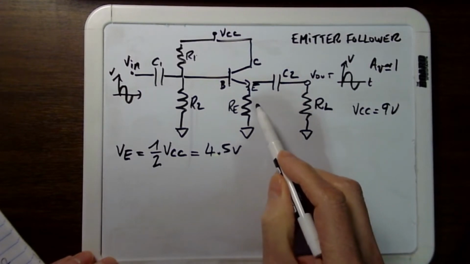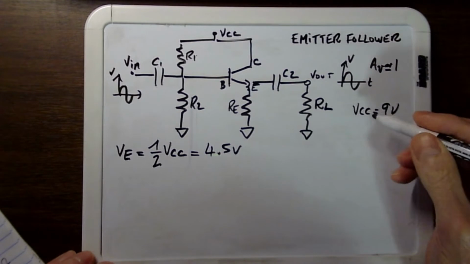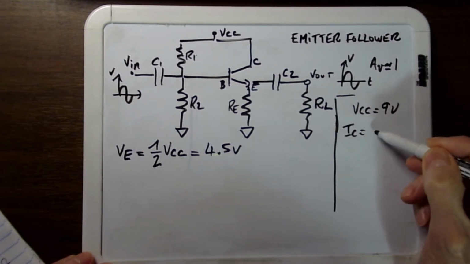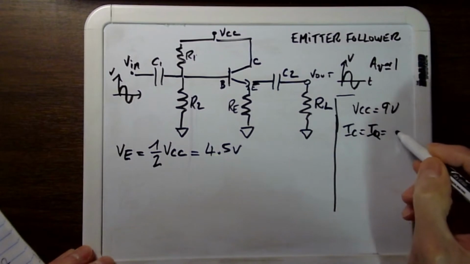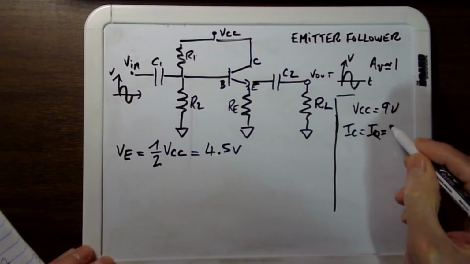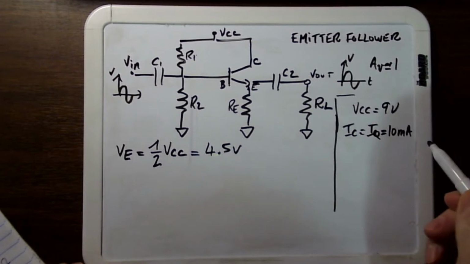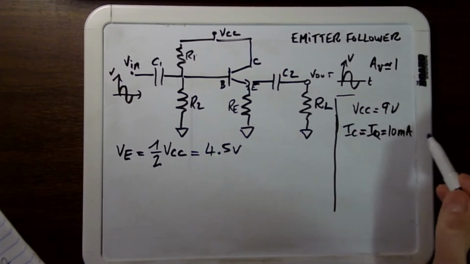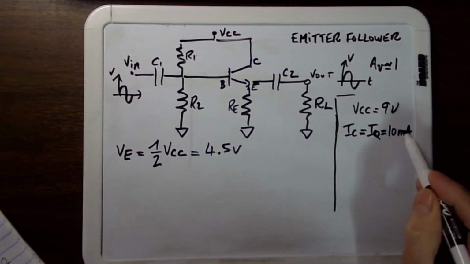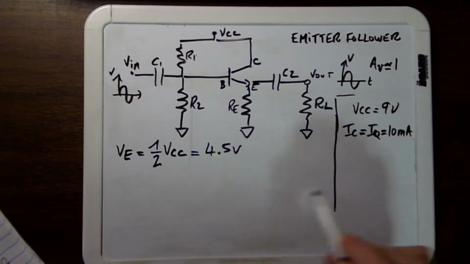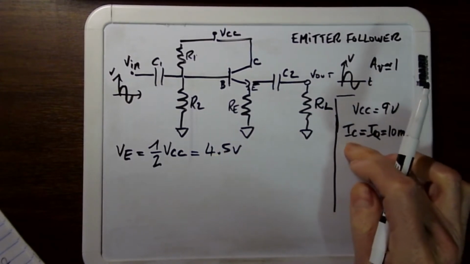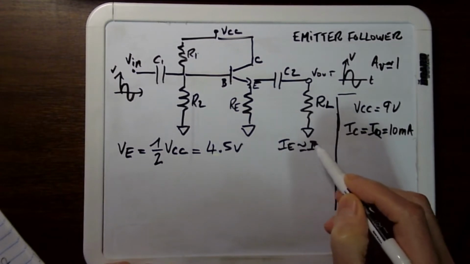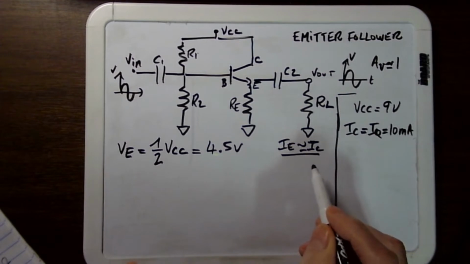Then we can compute RE, assuming that we know IC. So these are my assumptions here. I'm going to assume IC, the quiescent point, relatively large. Basically you want it to be large, but not too large that you fry the transistor. But here, since the goal is to drive a heavy load, usually I would use 1 milliamp, but here I'm using 10. And of course we assume that IE is almost equal to IC, so IE, IC, you can use them interchangeably.